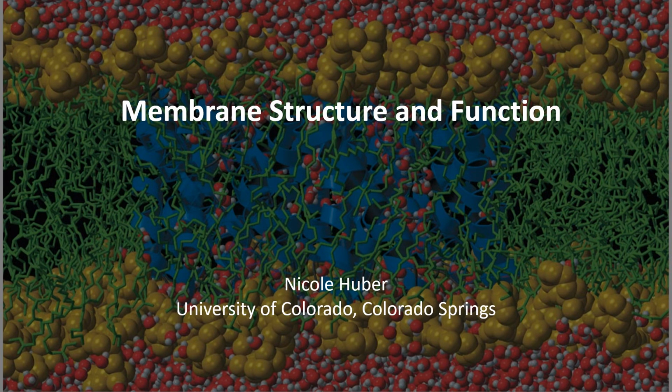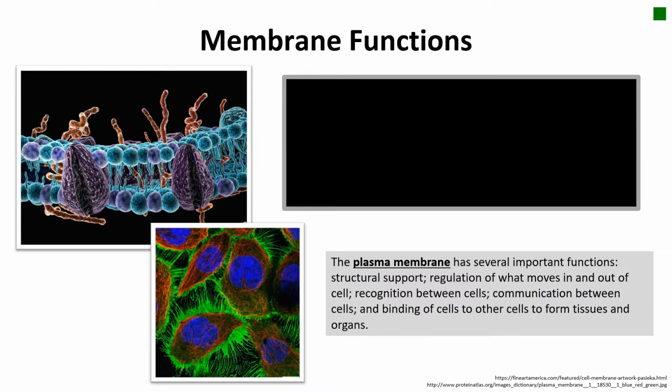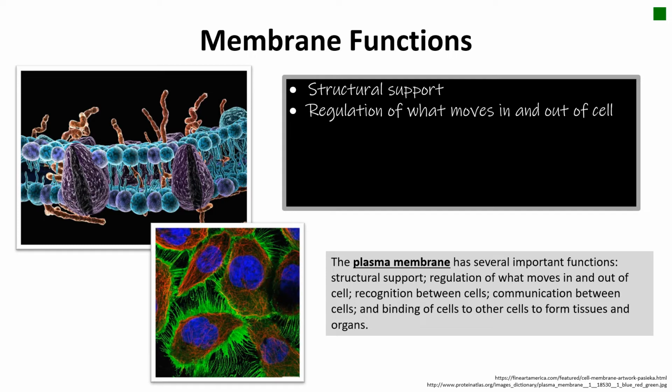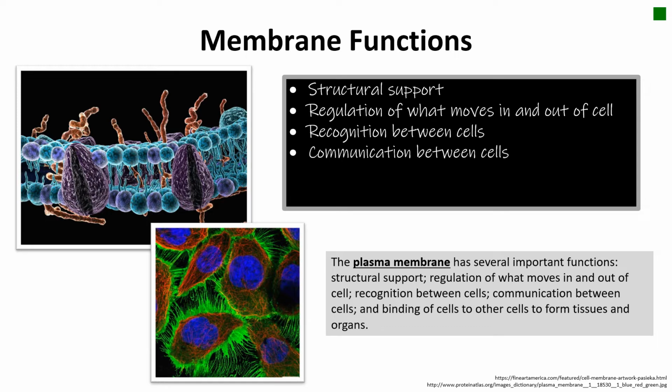Membrane structure and function. The plasma membrane of the cell has several important functions: structural support, regulation of what moves in and out of the cell, recognition between cells, communication between cells, and binding of cells to other cells to form tissues and organs.